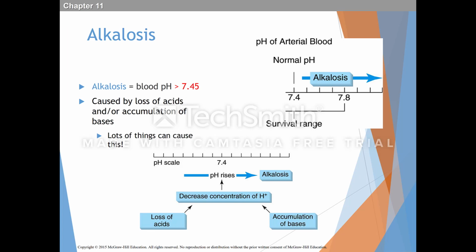Alkalosis can be caused by a number of different things. These things tend to be things that lead to either a loss of acids or an accumulation of bases. Either of these two categories will cause a decrease in the concentration of hydrogen ions in the tissue or the blood. And when you decrease hydrogen ions, that causes an increase in pH. So once that increase in pH gets past that 7.45 cutoff for normal, we are in what we call a state of alkalosis.